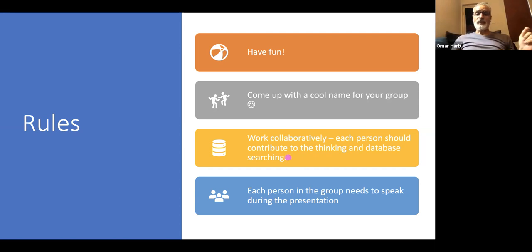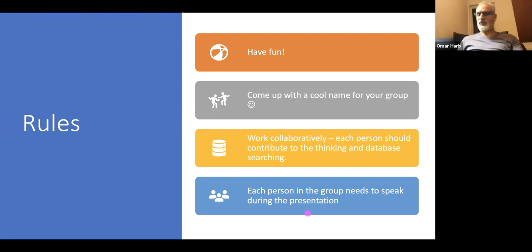And the final rule is that each person in the group needs to speak during the presentation. So this is not going to be a single elected official from each group who's going to give the presentation. Each person should give something, even if it's a small intro. Like, we were interested in finding genes that are potential vaccine candidates in Plasmodium. Switch it over to somebody else who's going to describe what is our first search, right?